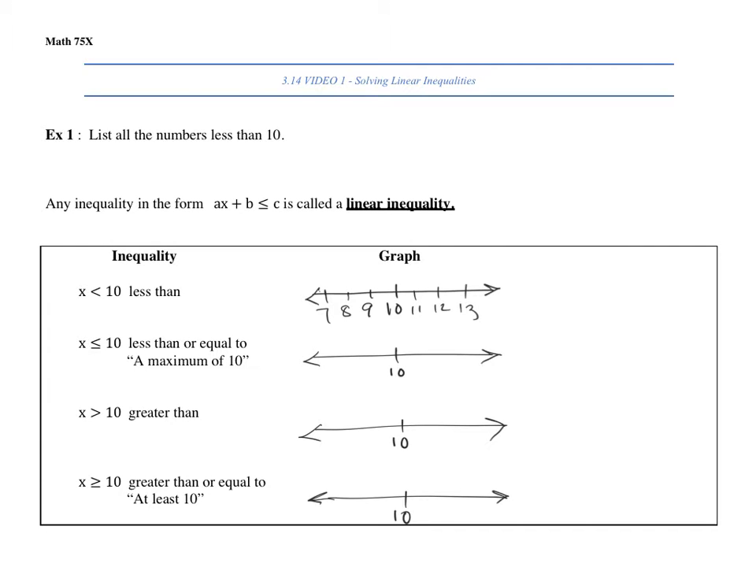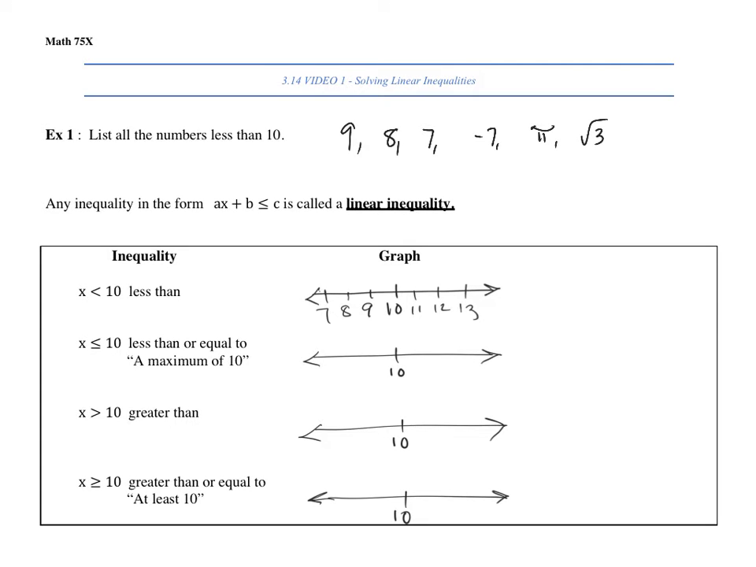We're going to solve linear inequalities. So first of all, let's just imagine that you're going to write down every single number that's less than 10. All right, ready, go. 9, 8, 7, but what about the negatives? What about all the irrational numbers? Right, there's just too many to list.